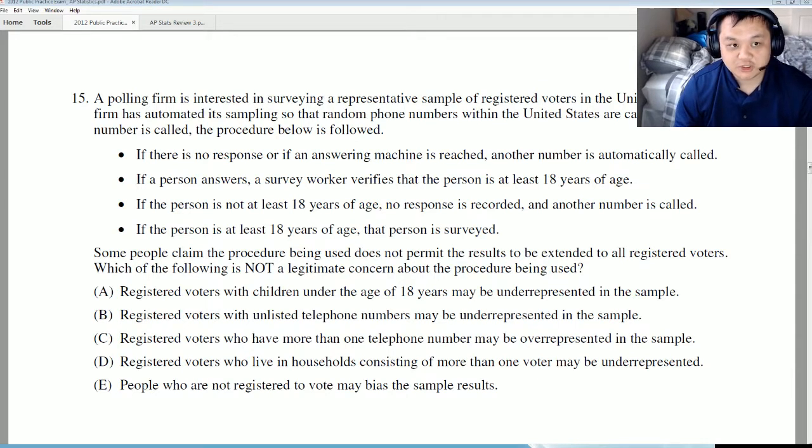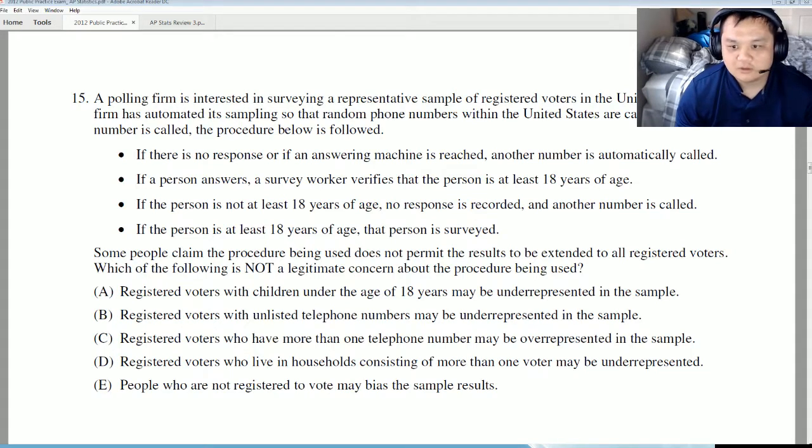Now, there are certain concerns that a polling person would have. Let's say they only call in the morning. Do you see how that would be skewing the data? So here they're saying, out of all these things, which one will not skew the polling data? That's what not a legitimate concern means. The concern means skewing the data. So which one of these is not a factor that will skew the data?